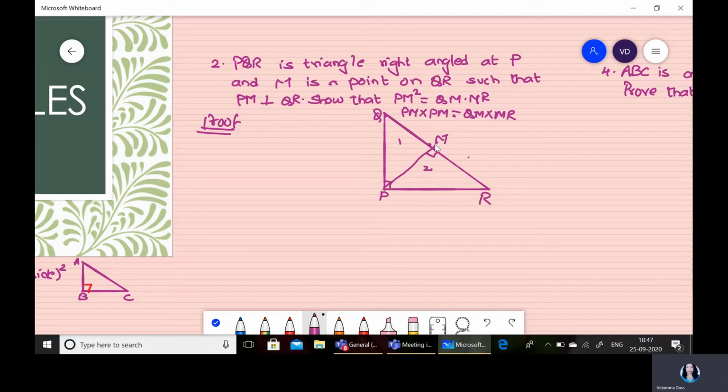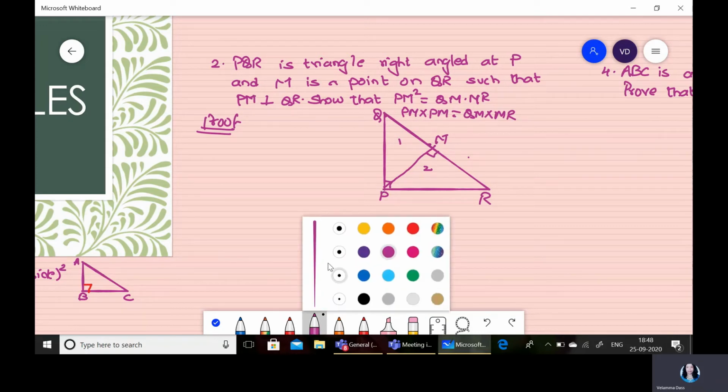a right angle to the hypotenuse, then the triangles that are formed on either side will be similar to each other. Okay, so we can use that fact, but when writing the correspondence, it is better that we know that we can prove that this triangle, that is PMQ, is similar to the bigger triangle as we have done for the Pythagoras theorem. How did we prove? The same way we can use and prove it.